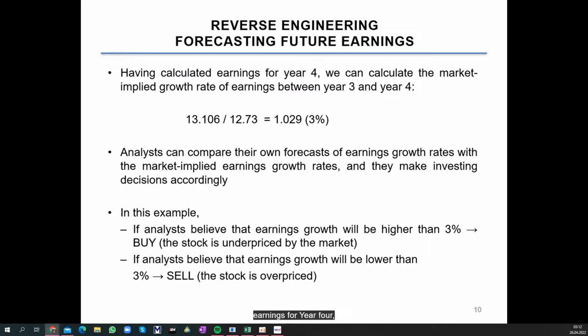Having calculated earnings for year 4, we can calculate the growth rate in earnings implied by the market between years 3 and 4. This is equal to 13.106 divided by 12.72 minus 1, and this gives 3%. If we believe that the earnings growth will be higher than 3%, then our conclusion is that the stock is undervalued and our stock recommendation is to buy. If we believe that the earnings growth will be lower than 3%, then our conclusion is that the stock is overvalued and our stock recommendation is to sell.